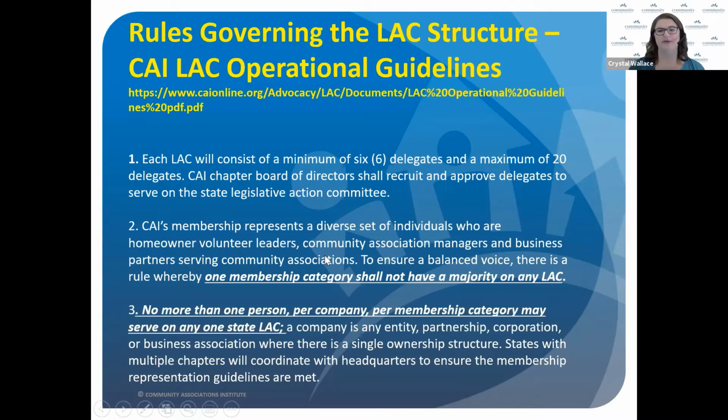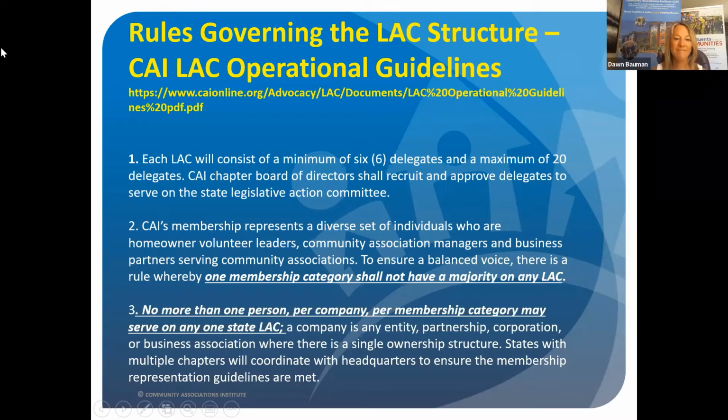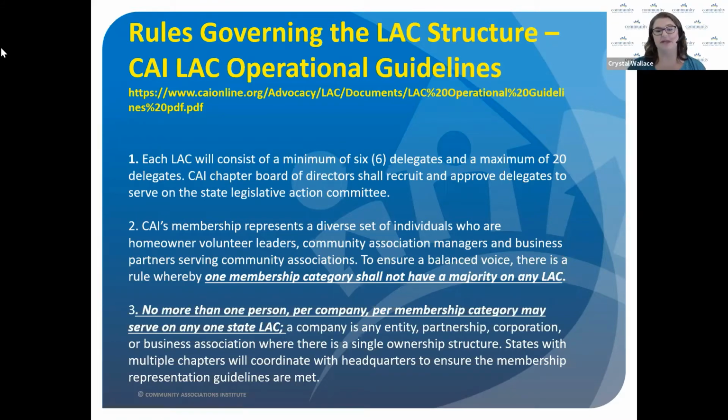Hey, Dawn. We have a question in the chat box related to the membership categories. Melanie in the Rocky Mountain chapter is asking whose responsibility it is to ensure the membership category representation is not exceeding the majority. That's a great question. Thanks for asking that question.